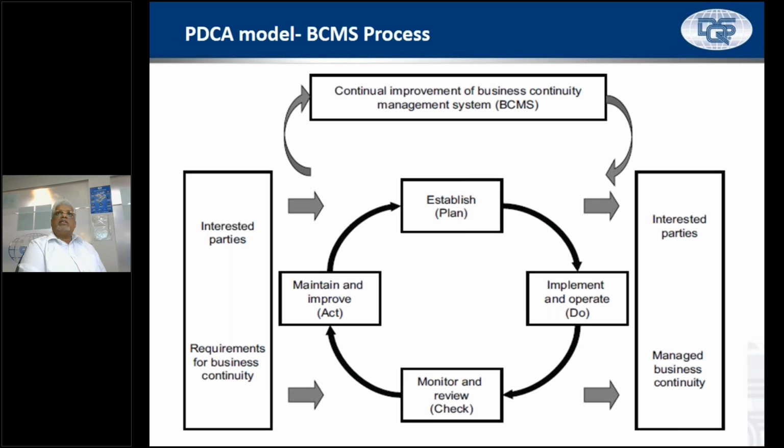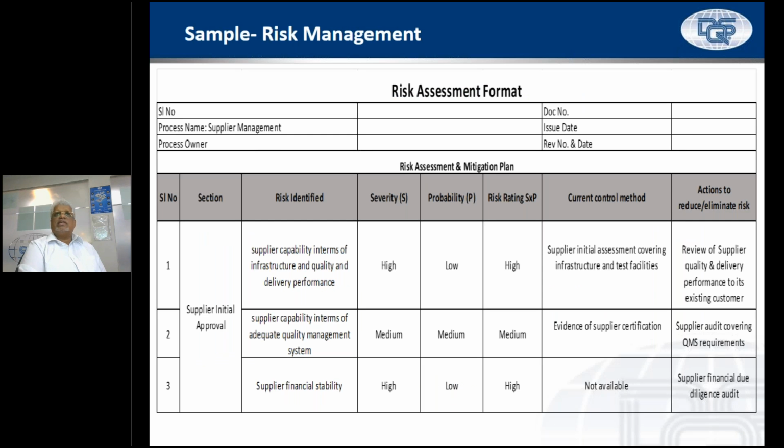Now, a simple risk management table is shown here, just to give an understanding. Supposing a supplier initial approval related issues are identified, risks are identified, right? Risk identified, say for example, supplier financial stability, if that is a risk and it has been rated as high risk in terms of severity, and then probability is low, but the risk rating, which is the multiple of severity and probability, indicates that it is high. And presently, no current control is available. So I'm talking about the third row.